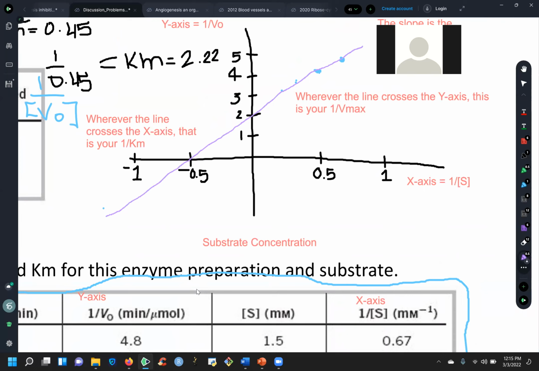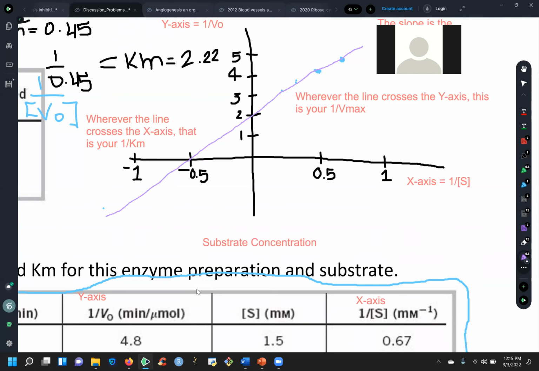So you can get a problem where they make you do all this stuff, take you like 5-10 minutes to calculate everything out, get your points, draw your line, and then you get your 1 over Km, 1 over Vmax. They didn't ask for your 1 over Km. They didn't ask for the inverse. For your question, they might ask you for just the Km. So how do you do that math? It's so simple. Okay, I actually love it.